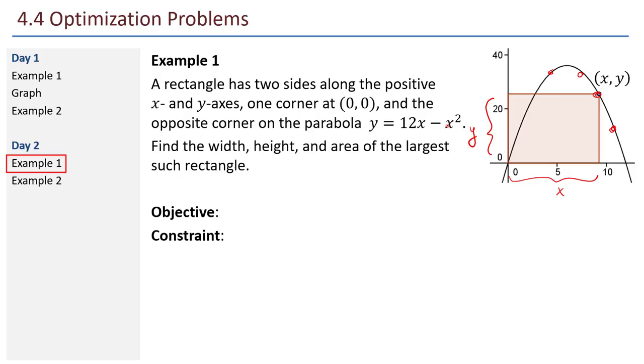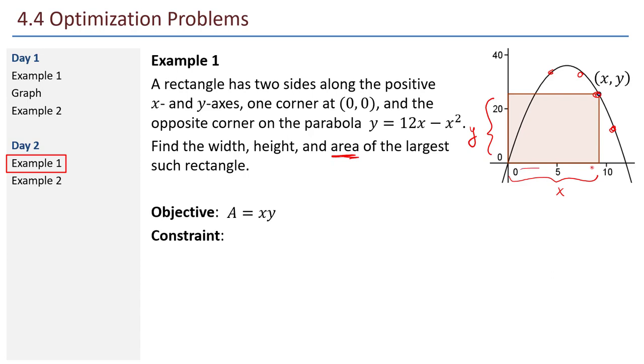So what are the objective function and the constraint? Well, the objective function is what it is that we're trying to maximize or minimize. In this case, area. Area of the rectangle, x times y. So A is xy. What about the constraint?